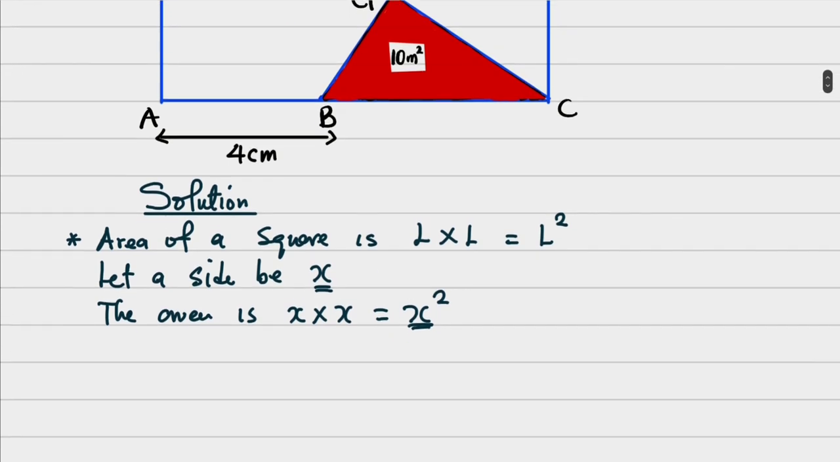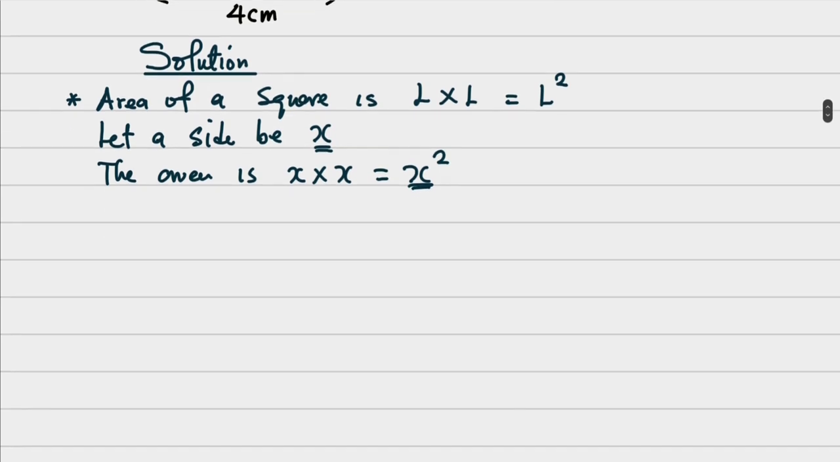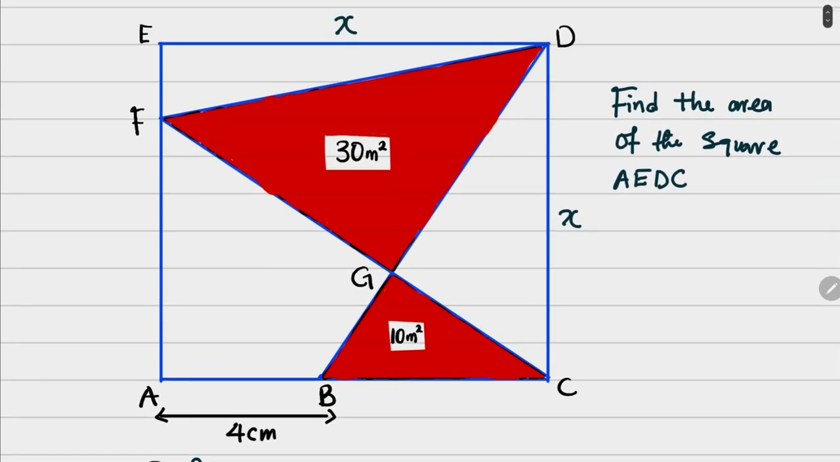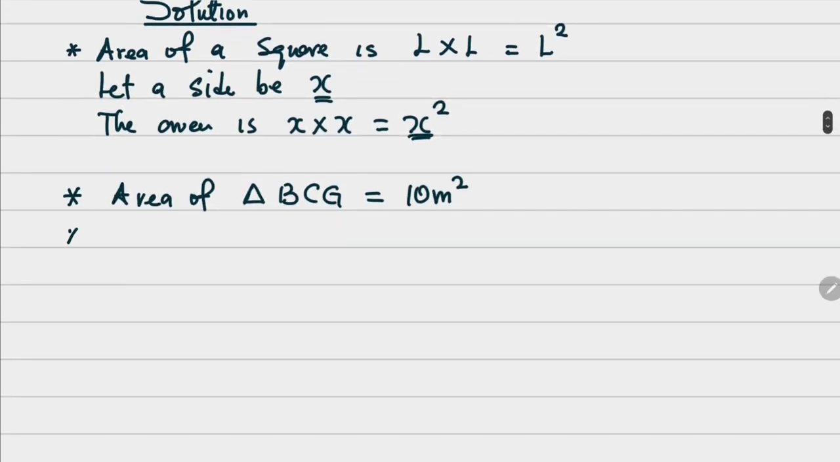Now, another thing given to us in this question is the area of triangle BCG, and the area is 10 meters squared. That is very important. So we've gotten that. Now, the second is this 30 meters squared, which is the area of triangle FGD. So we have the area of triangle FGD, which is 30 meters squared. So these are important things given to us in this question.